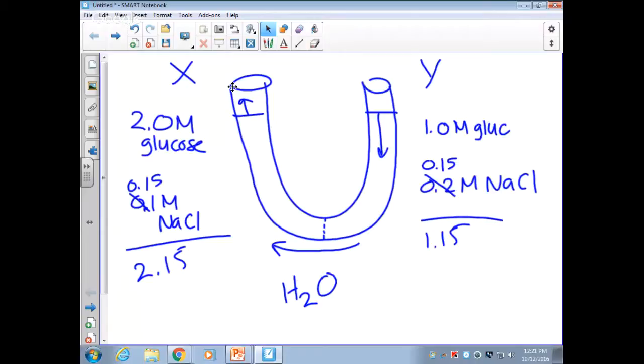Fluid on side X will rise. Is that true? Yes. Because the solution on side X had a lower osmotic potential than side Y. False. So what is number 9?